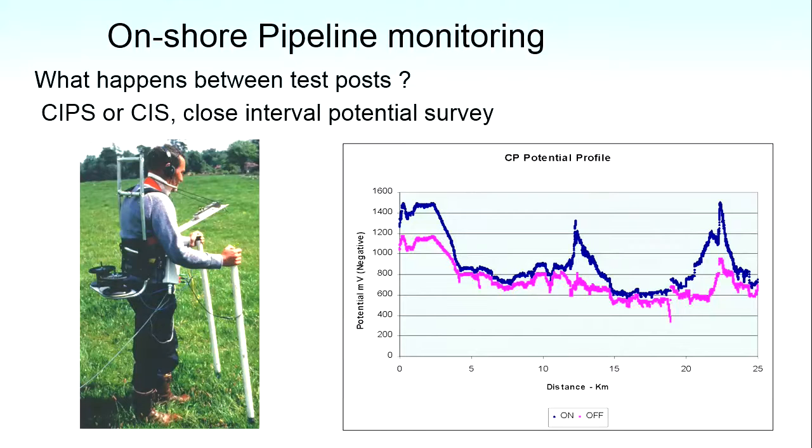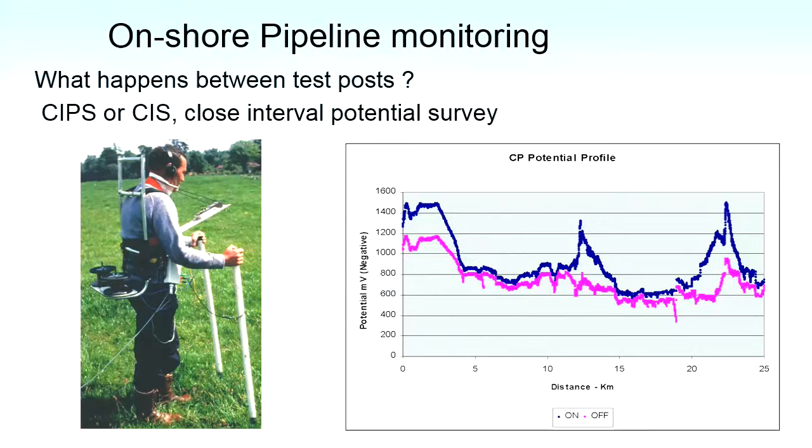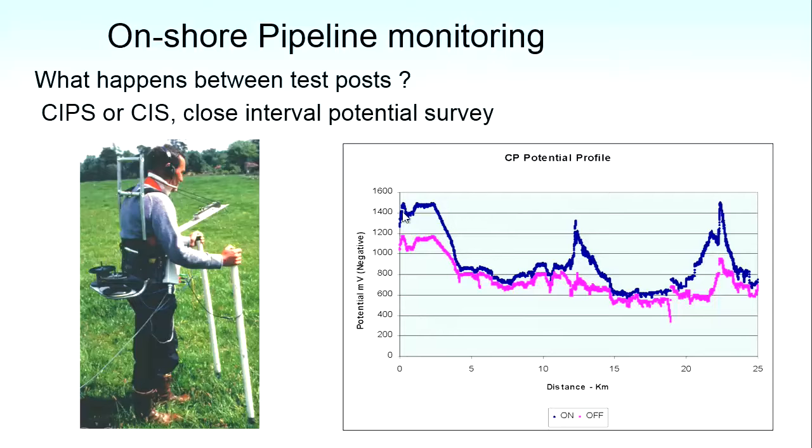When you get the instantaneous current off, then you see the true potential on the pipe, and as you might expect, at the supply points where the current flow is the greatest, you get the greatest IR drop there, so you get the biggest difference in signal between the on and the off potential, because it's all due to Ohm's law and I equals V over R.